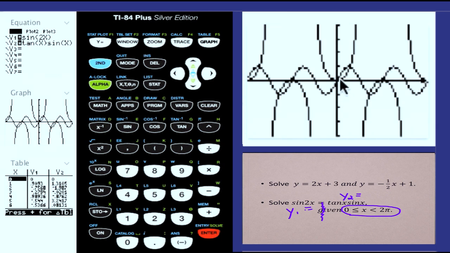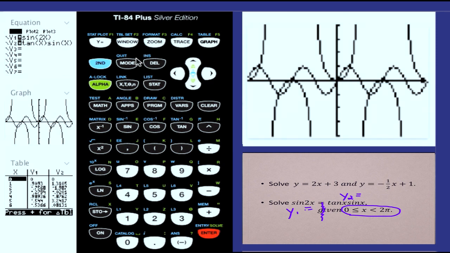So you can see the little ticks that are on the calculator just slightly in here. There's one right here. There's one right here. Here's another one. Each one of these ticks represents 1/2 pi or 90 degrees if you want to think of it that way. So I have 1, 2, 3, 4 intersection points in that domain. I'm going to find them all.